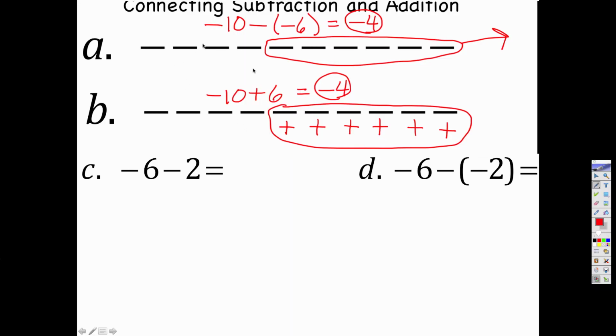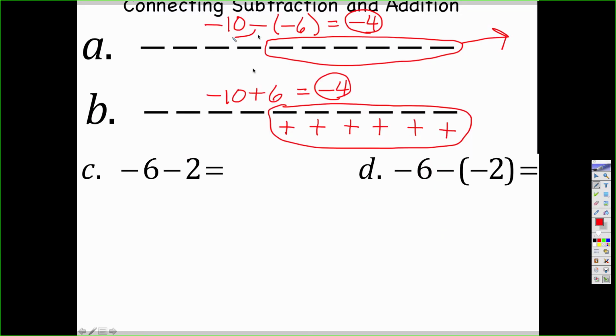Monday, we started with negative 10. So I have 10 negatives. And then it said remove 6 negatives. So in order to remove 6 negatives, okay, remove, then I'm just going to circle them because I already have them, okay, and send them away. And my answer is -4.